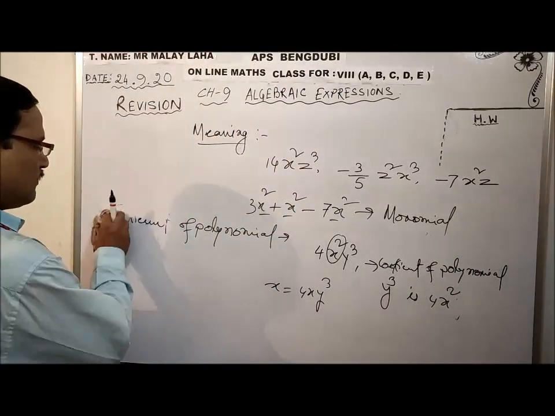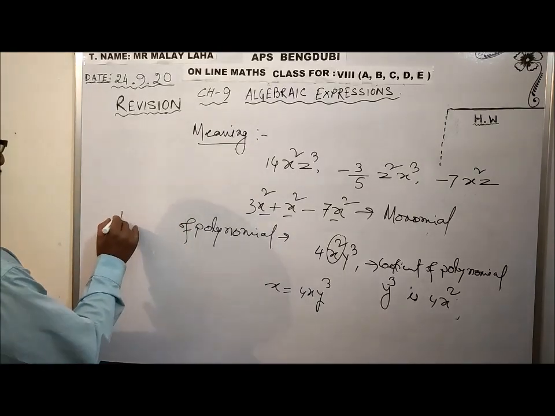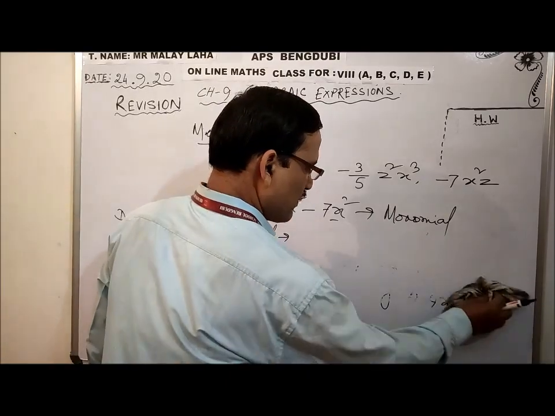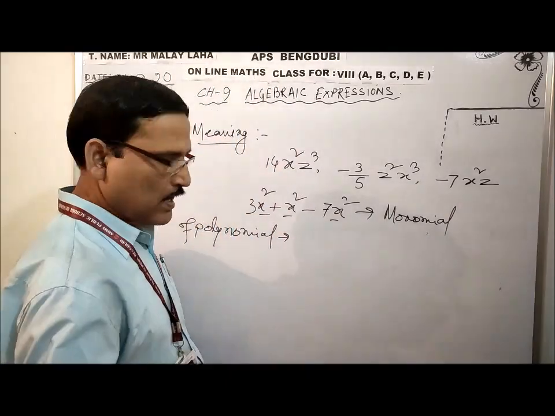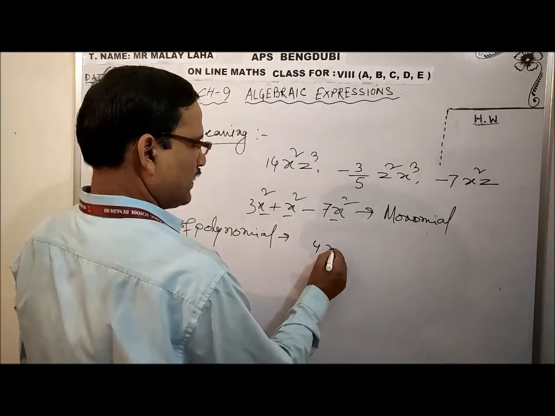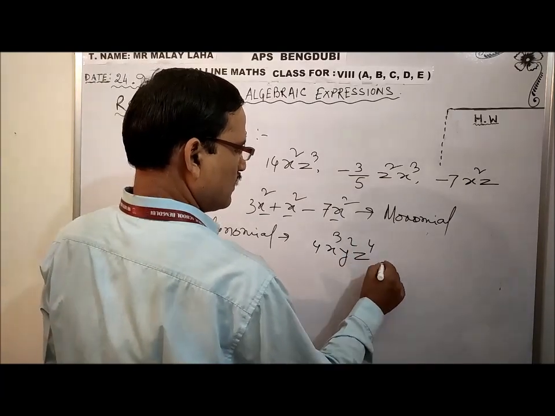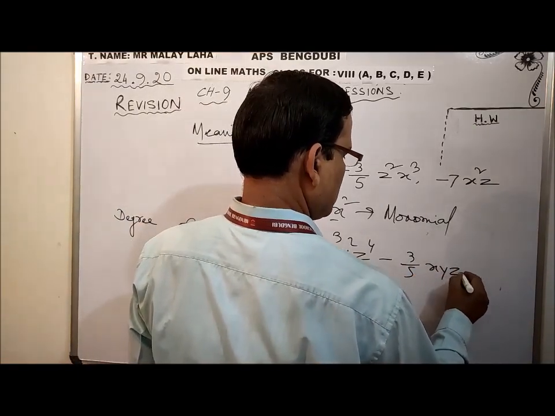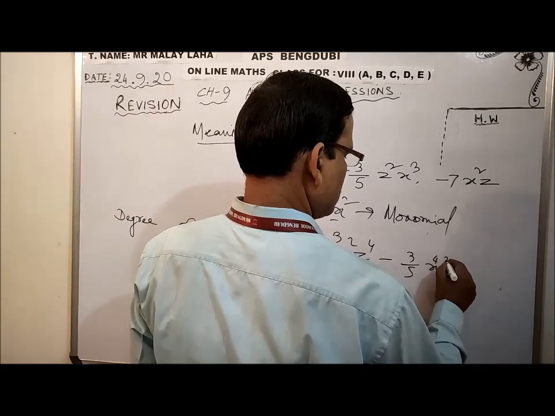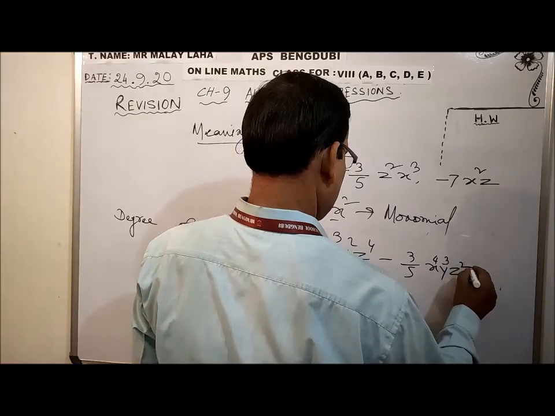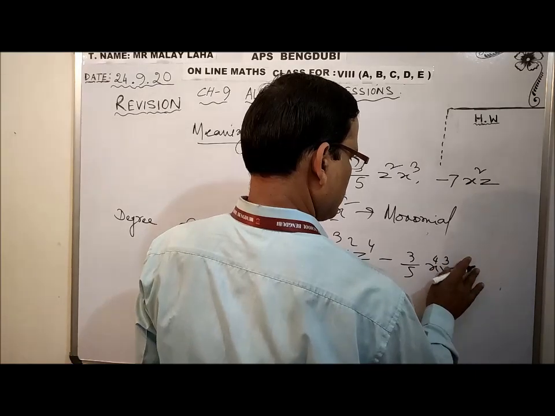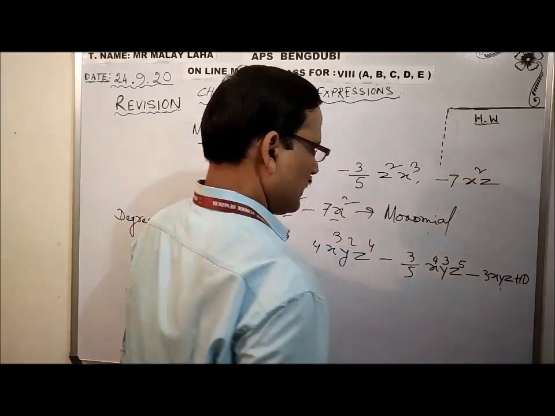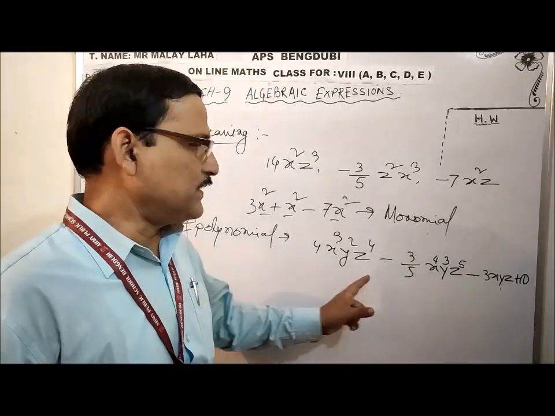Now I am coming to degree of the polynomial. As I told you, degree of polynomial means what? Highest power of the variable in a particular term. Say, find the degree of the polynomial for x cube y square z 4 minus 3 by 5 x y z. This is 4, this is cube, this is 2. Consider this one is 5 minus 3xyz plus 10. I ask you, what is the degree of the polynomial?